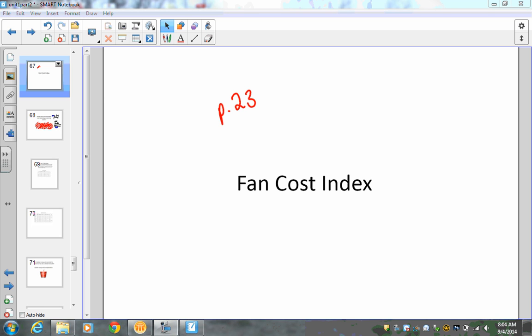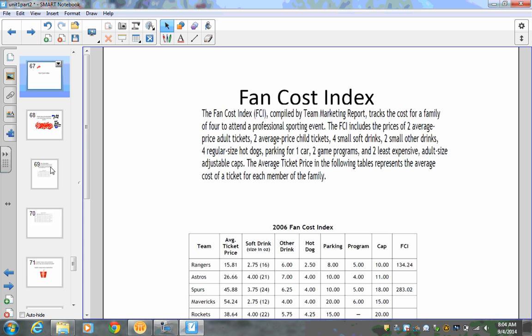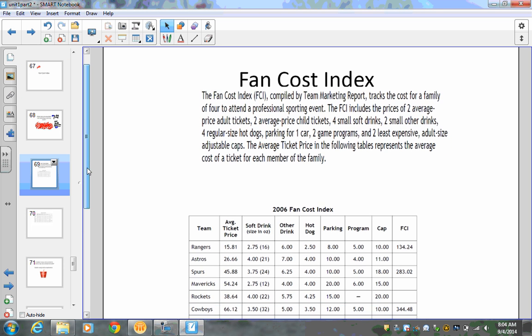All right, in this video, we're going to be talking about the fan cost index, what it is, and how to figure it out. So let's go ahead and dive into it. The fan cost index, and this is actually in your workbook, is in the packet of information I gave you.